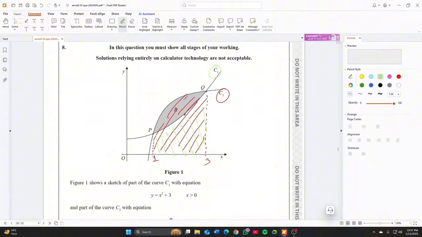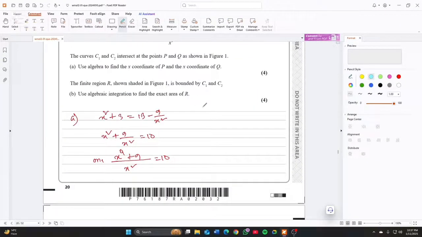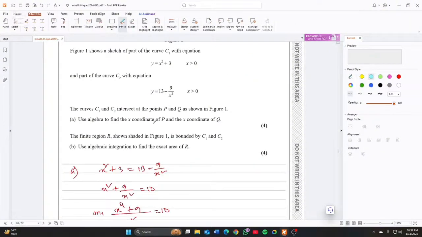Now to find region R, we can just simply subtract the area of C1 from C2, right? So we can just write that C2 minus C1. Now we can just integrate them separately and then just subtract them from each other. So that would give us.